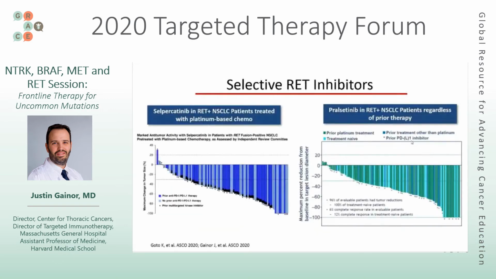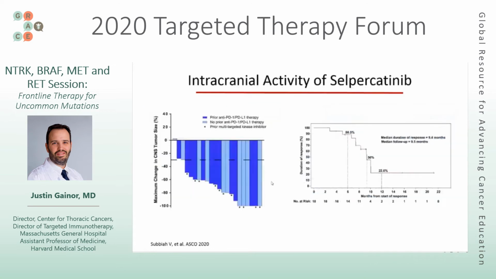So these are much more selective. And as a result, when you look at these in RET fusion positive lung cancer, now we get much different waterfall plots. So this is the same type of figure where each bar represents a patient, and you always want to see a waterfall plot where every single line is going down, and that's more or less what we're seeing here, that the vast majority of patients are having very robust responses to these drugs.